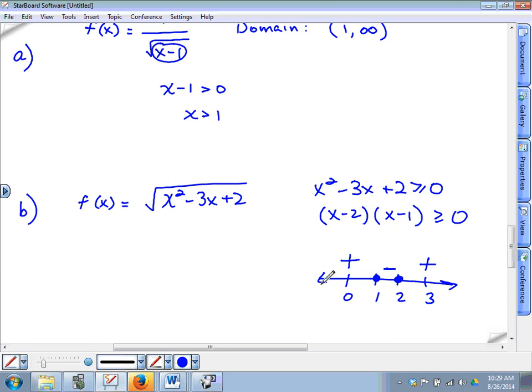Now you've got to decide which region you want. Do you want the positive regions or the minus region? How do we know we want the positive? It has to be greater than 0. So I want this region, including negative infinity to 1, and I want the region including 2 to infinity.